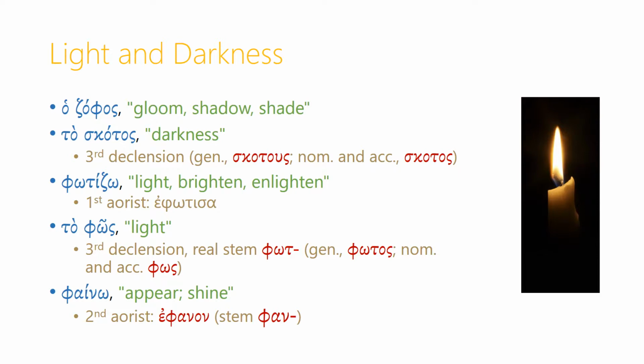Phaino is another word similar to photizo, but now the emphasis isn't on bringing light to something, but on simply shining. And phaino can also mean to appear. The second aorist of phaino is ephanen, and the aorist stem then is phan, the iota dropping out in front of the nu.